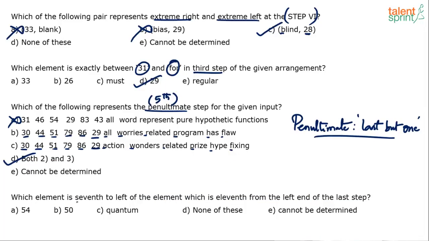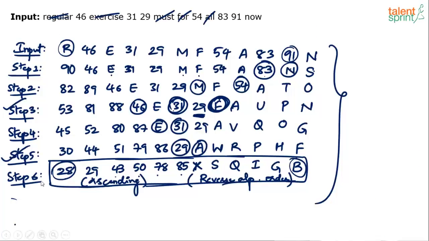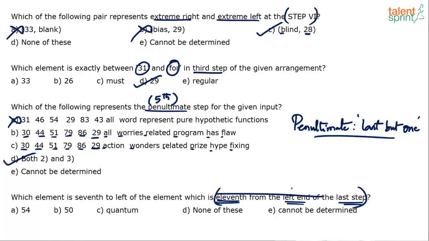And the last question here, which element is 7th to the left of the element which is 11th from the left end of the last step? So first of all, he is referring to the last step, right? First of all, let us find out what is 11th from the left end in the last step. See, left end is this, right? 1st, 2nd, 3rd, 4th, 5th, 6th, 7th, 8th, 9th, 10th, 11th. 11th is G. So now I can change all this to G.